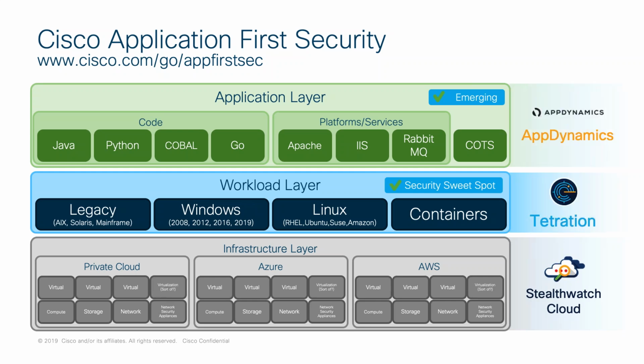It's important for us to address each of these layers still though, and we'll talk a little bit more about each of the ones. We're going to focus on workload. The product that we have to cover workload security is something called Cisco Tetration. We're going to dive a little bit more deep into that.